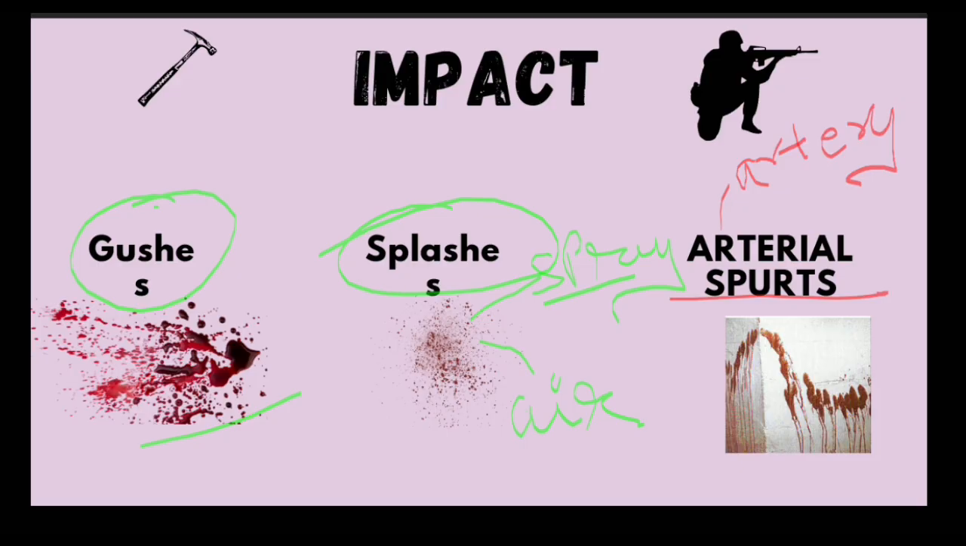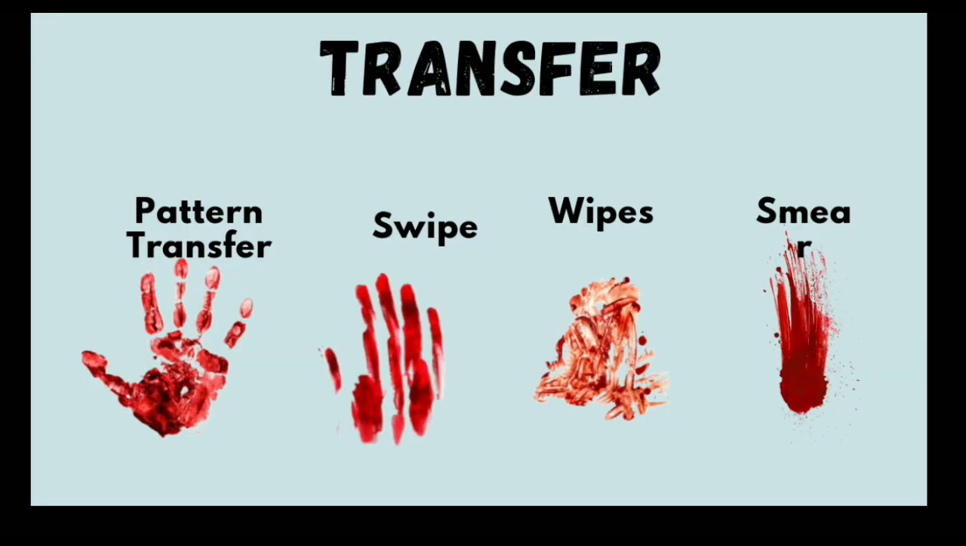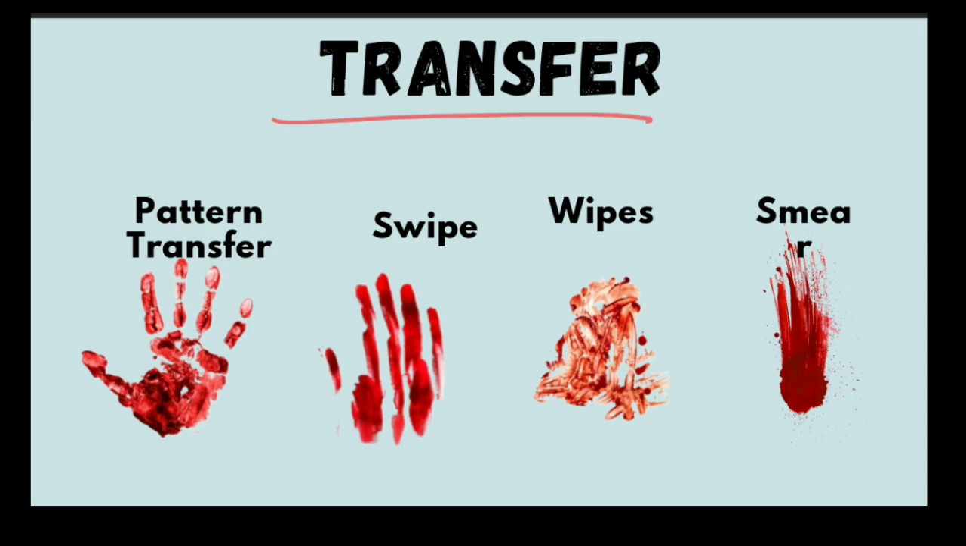Okay, so blood present in an artery flows with more pressure. I hope you know that. Then in comparison to a vein, a pattern like this will be formed, some seesaw-like pattern. Then the transfer. Transfer means bringing something from one place to another. So there is a blood stain pattern that is known as a transfer pattern.